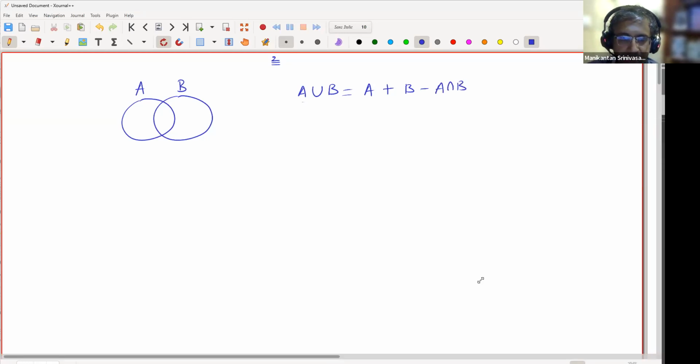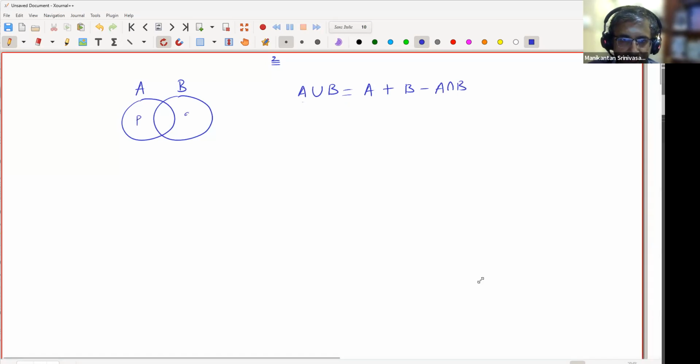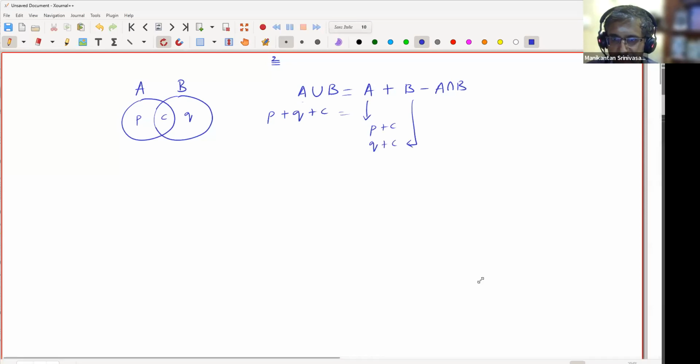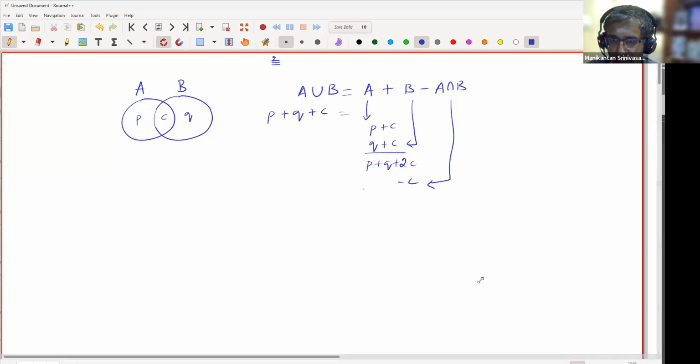Because let's say, let's call this number P, this number Q, and the common one, let's say C for common. So we are looking for P plus Q plus C. That's your A union B. And what is A? A is P plus C. My B is Q plus C. And therefore, when I add both of them, I get P plus Q plus 2C, which is why I want to subtract this C, to give P plus Q plus C. That's how this formula comes, right?